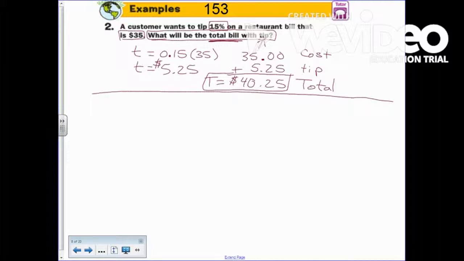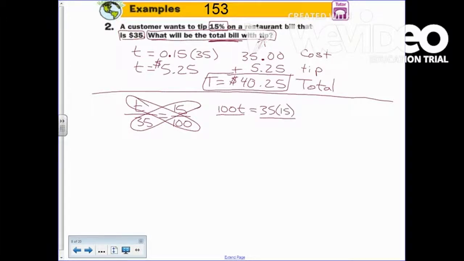And again, you could do this with a proportion, but it would require you to do a proportion like this. You would do your part, which is the tip we're looking for, over your whole, which is 35. Your percentage for the tip is 15, which you put over 100. You cross multiply, and you get 100t is equal to 35 times 15. You divide both sides by 100.